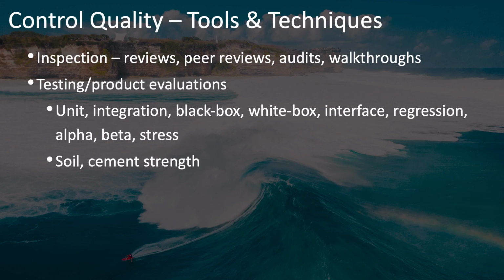Then you can do alpha testing, beta testing, which involves people external to your organization before the product's been released, and also things like stress testing, in which you check to see how much of a load the system can handle, such as how many users or how many transactions it can handle. Other types of testing in the construction industry, if you're building a building, you may need to test the soil and make sure that it's suitable for the type of building you're putting there. And as you pour cement, you may need to check the cement strength to make sure that it will support the structure.